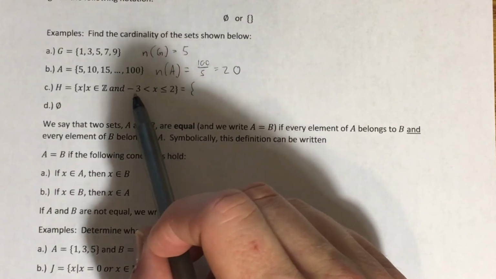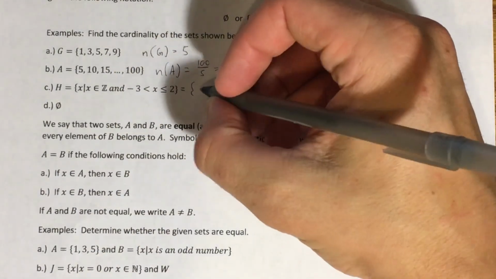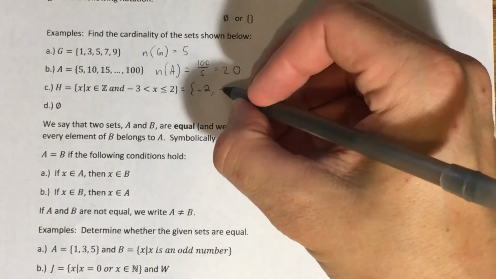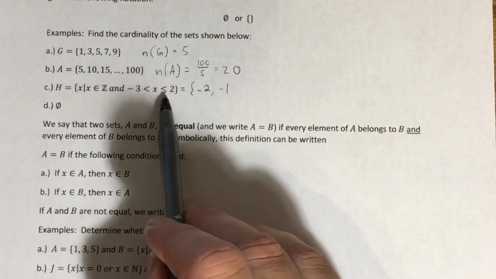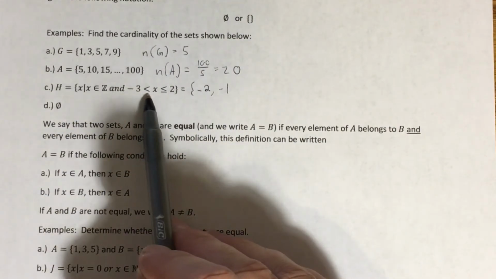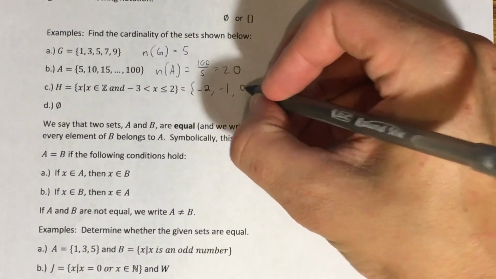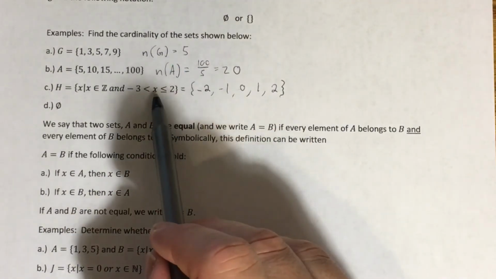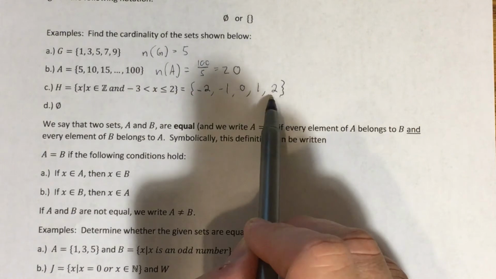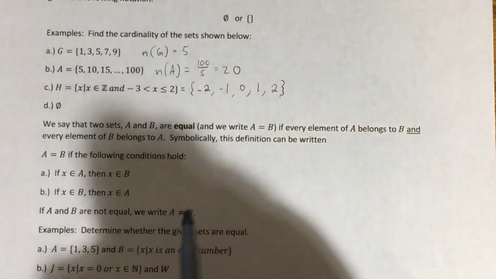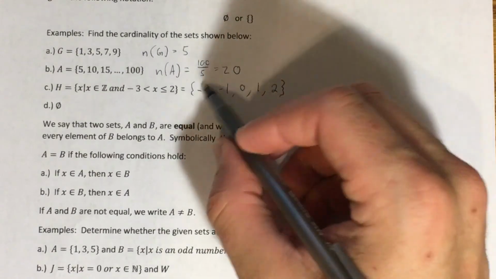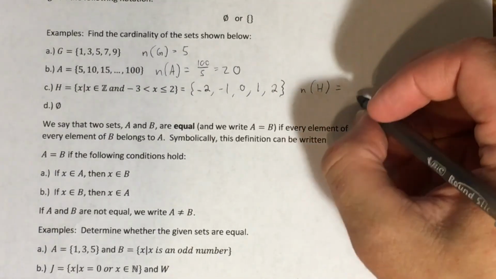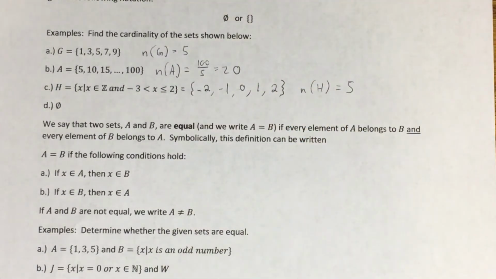And x cannot be -3. It has to be greater than -3. So the next integer that's greater than -3 would be -2. And then -1 would also be greater than -3, but still less than or equal to 2. In fact, I'm just going to write out all the numbers between -3 and +2. 0, 1. And I get to use 2 because it says x is less than or equal to 2, meaning 2 is a valid number to use for x here. So once again, if I counted these, I see 5 elements in this set. I would say that n of H is equal to 5. 5 elements in the set.